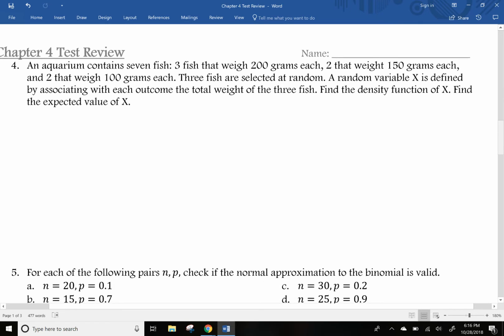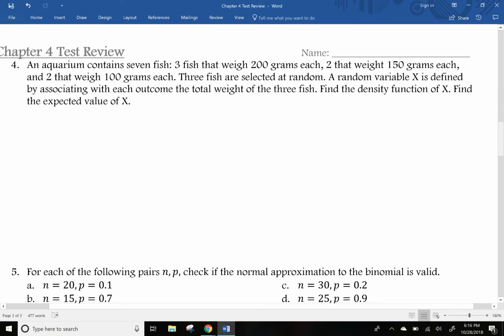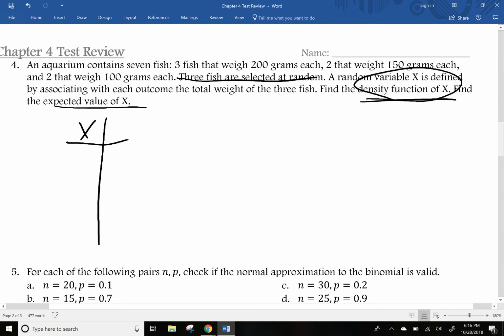Okay, anyway. Number 4, an aquarium contains 7 fish, 3 fish that weigh 200 grams each, 2 fish that weigh 150 grams each, and 2 fish that weigh 100 grams each. 3 fish are selected at random, and a random variable x is defined by associating with each outcome the total weight of the 3 fish. Find the density function of x and find the expected value. So the density function, remember, is just my table: x, my random variable, and then the probability associated to that.